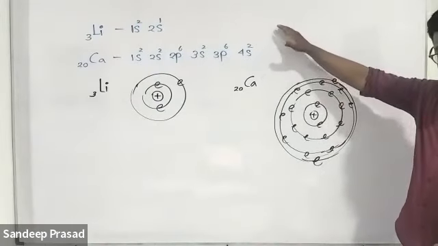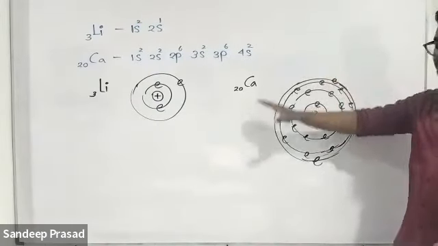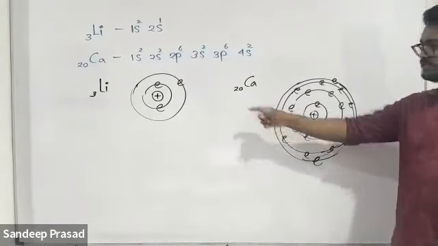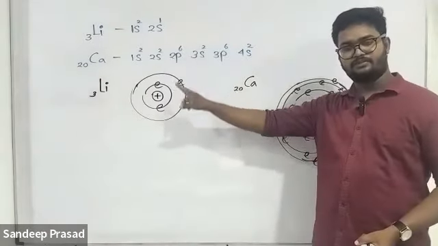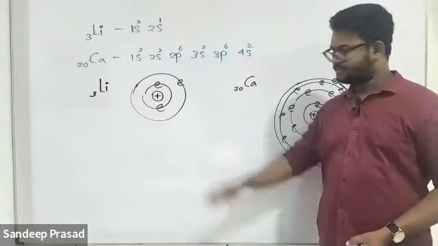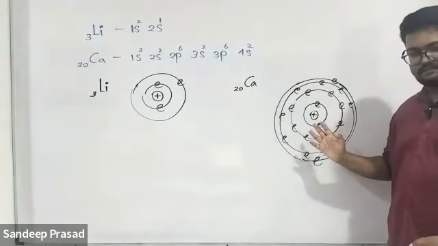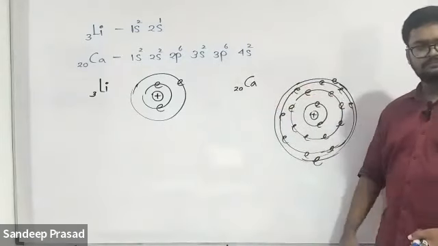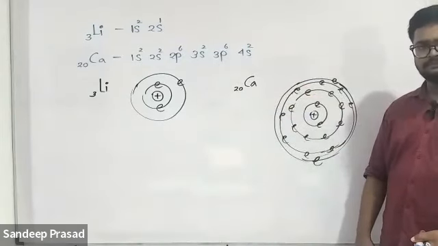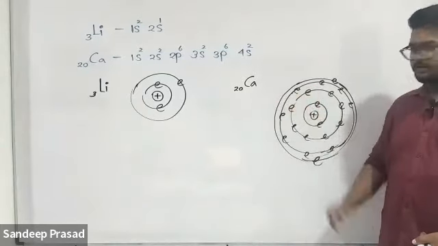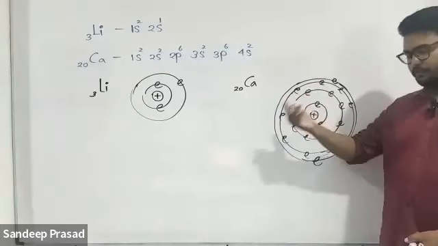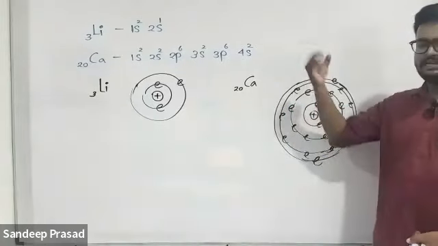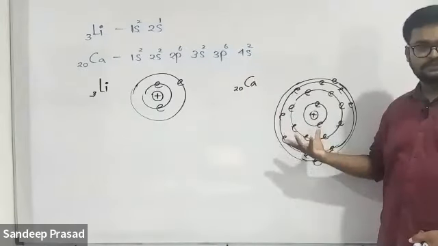Lithium is in the second period, and calcium is in the fourth period. Fourth period means there are 4 principal energy levels. Lithium is in the second period, which means lithium has 2 principal energy levels. So by looking at the principal energy level numbers, can't you say that calcium has a larger radius than lithium? We can say that, relatively. We don't know the exact radius values, but relatively we can say that calcium has a larger radius than lithium because of the principal energy levels.